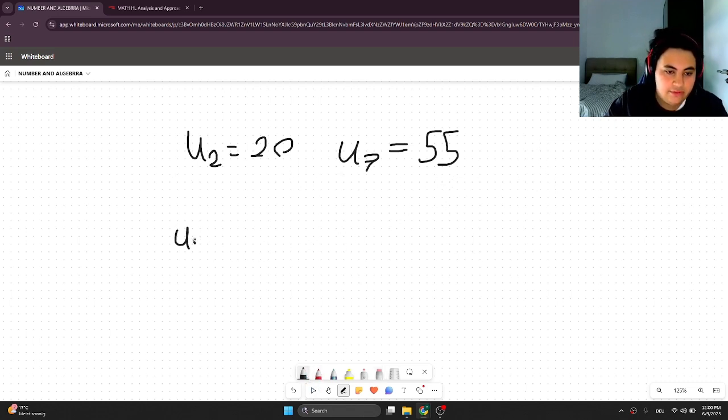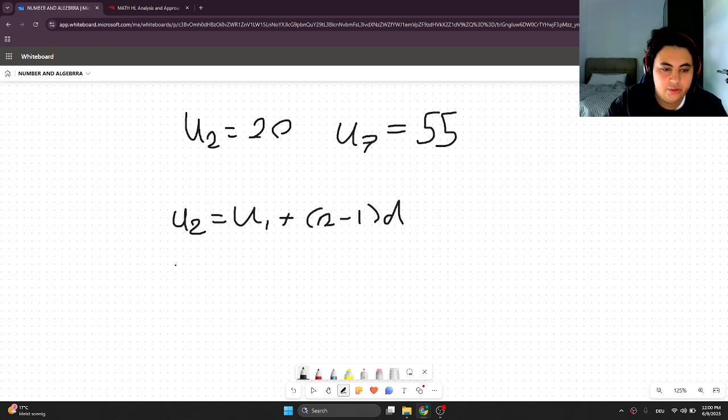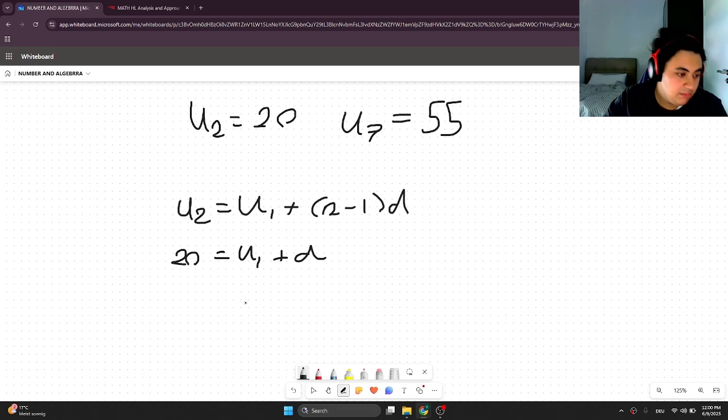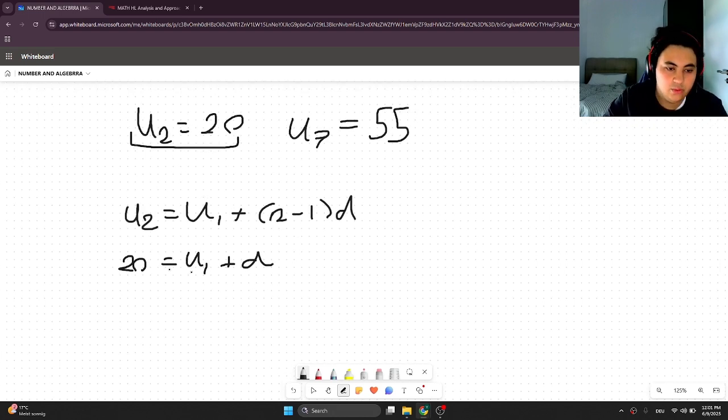So first off, u2 is equal to u1 plus n minus 1, which is 2 minus 1, times d. u2 is equal to 20, so it's 20 equals u1 plus d, because 1 times d is d. So this makes sense: 20, which is u2, is u1 plus d. So u1 plus the common difference equals the second term. So that makes sense. Cool. So this is our first equation.